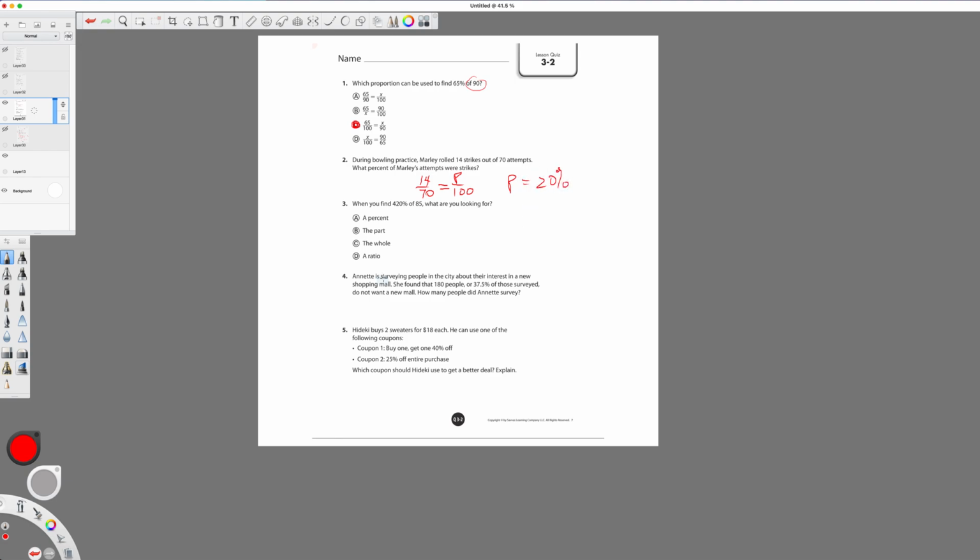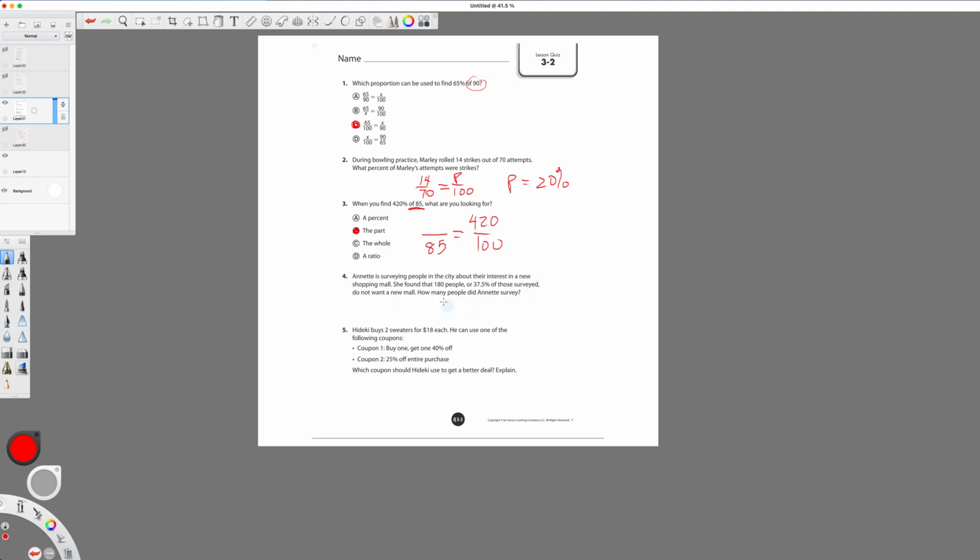20% are strikes. Number three, when you find 420% of 85, what are you looking for? Well, put the percent over 100. And what you're finding the percent of goes here. So this part up here, and I just said it, it's the part. It's the part of the whole 85. So this is part. Part over whole, percent over 100.